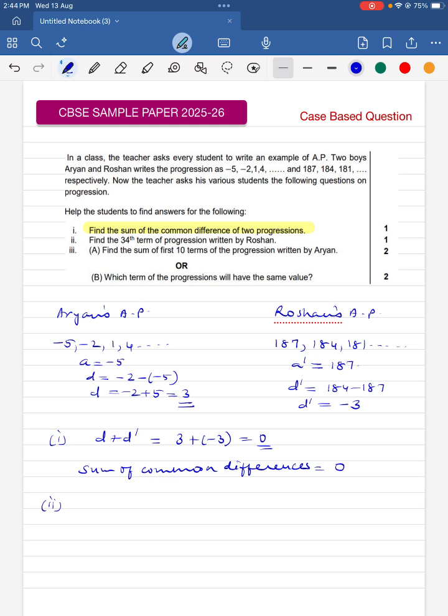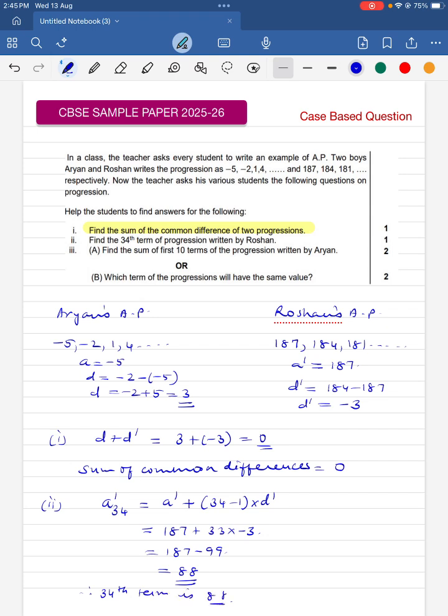Now in the second part, they've asked you to find the 34th term of the progression written by Roshan. So they are expecting you to find the value of A dash 34, which is equal to A dash plus (34 minus 1) times D dash. So that's equal to 187 plus 33 times D dash, which is -3. So 187 minus 99 gives you 88. Therefore, the 34th term is 88.